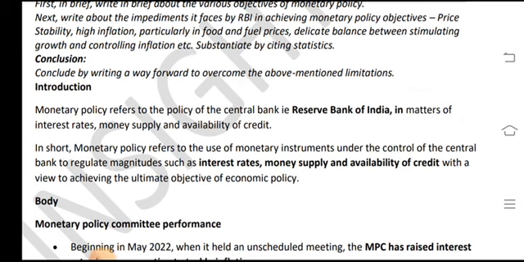Monetary policy refers to the policy of the central bank, the Reserve Bank of India, in the matters of the interest rate, money supply and the availability of credit. In short, monetary policy refers to the use of monetary instruments under the control of the central bank, such as the interest rate, money supply and availability of credit, with a view to achieving the ultimate objectives of economic policy.